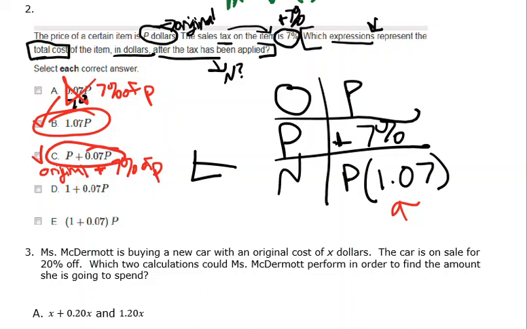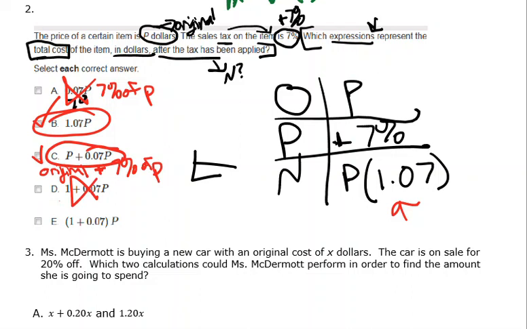Now, let's look at D. I have 1 plus 0.07P. Okay, well, this is just the number 1 plus 7% of P. And I don't know where that 1 comes from. It doesn't really stand for anything. It doesn't really represent anything in this case. So I'm going to cross this one out. Doesn't work. All right. So right now I have B and C being possible correct answers.